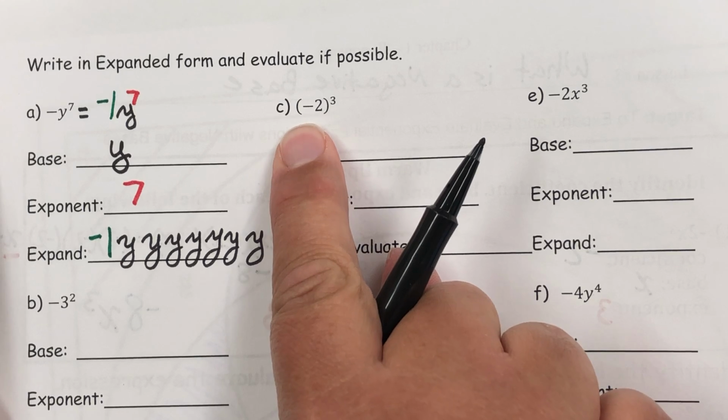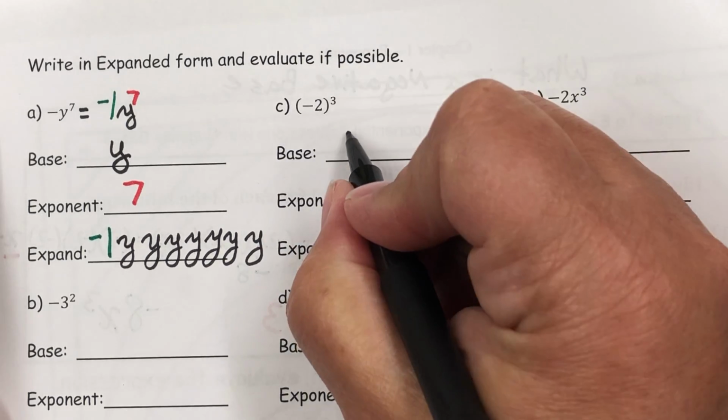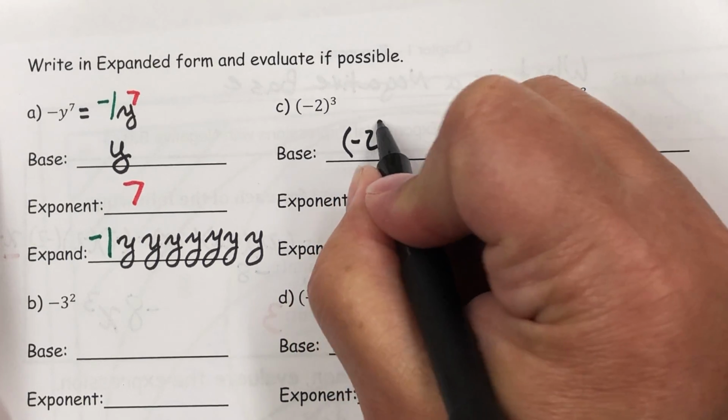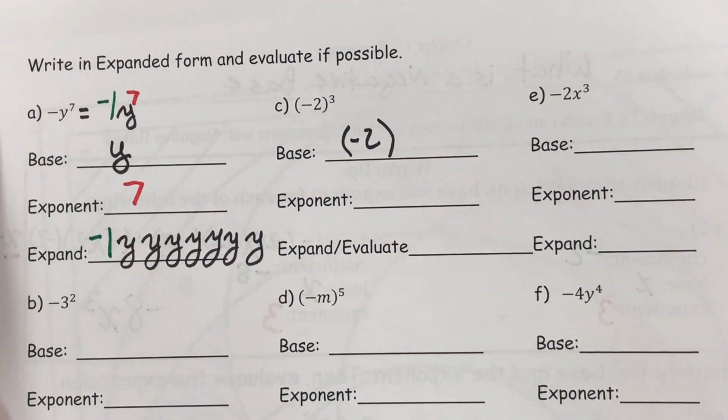This is different. This means the negative is part of the base. So my base is -2. It's part of the base. So my exponent is 3.